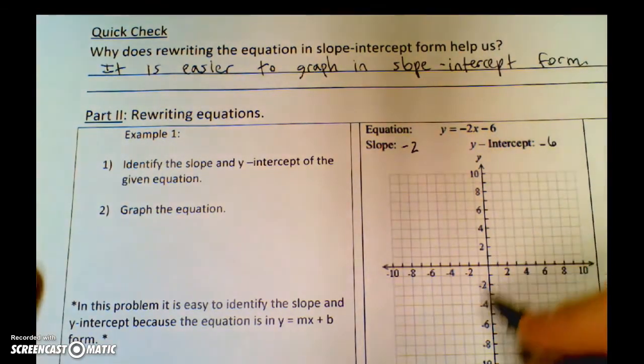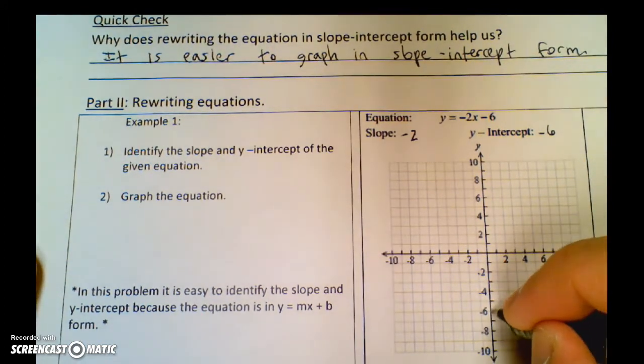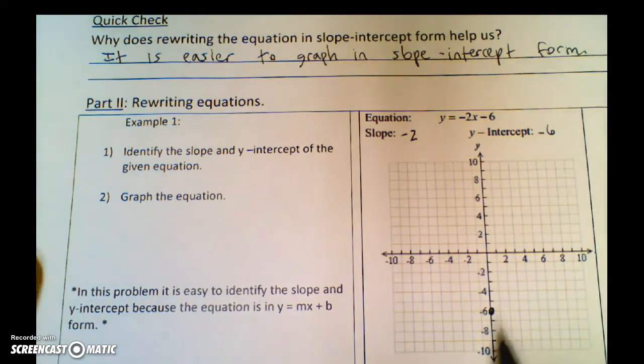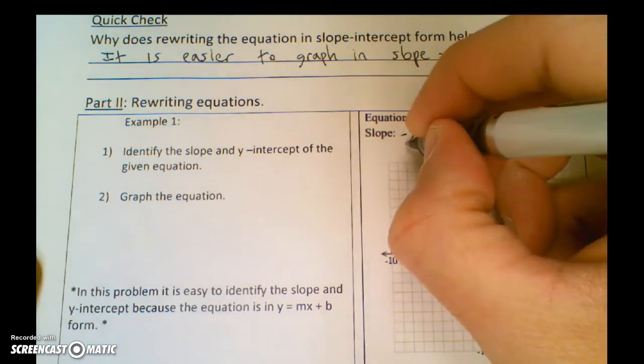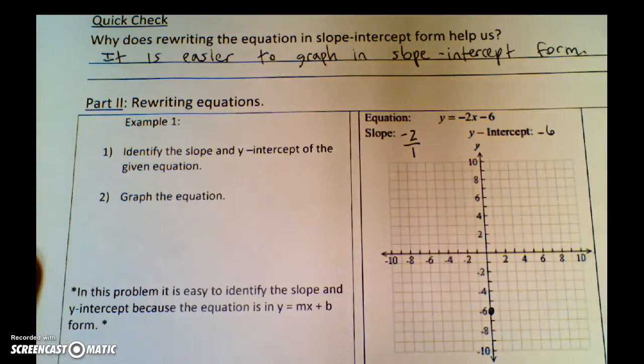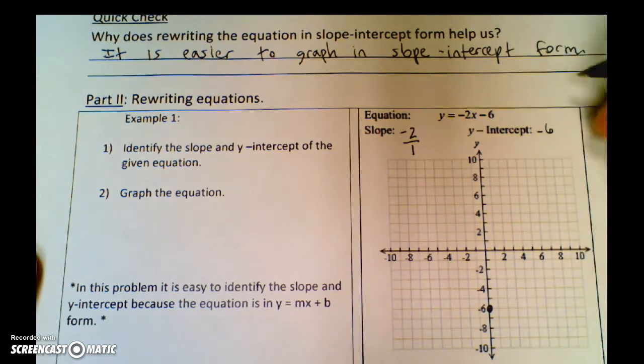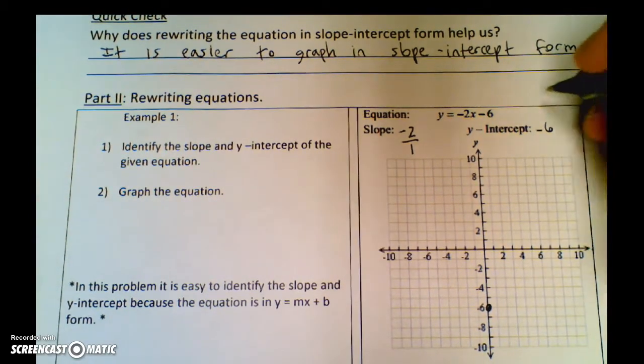So that means on my graph, I put a dot on the y-axis for negative 6. So that means that's where it's hitting the y-axis. And my slope is saying negative 2. Remember, negative 2 can be written as negative 2 over 1. So it's always rise over run when you're doing slope.